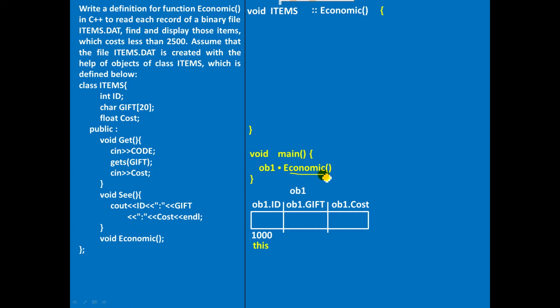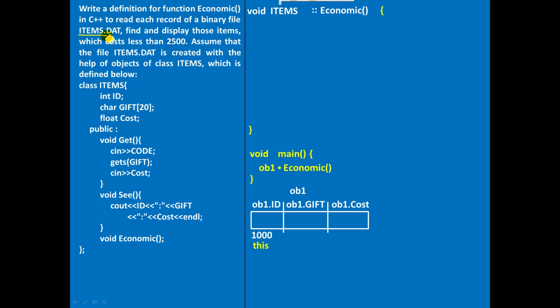If I call this member function using object P, then your this pointer contains address of P, whatever is address of P that will come. So this pointer contains the address of the object with which a member function is called. Now read the question. Write a definition for function economic in C++ to read each record of a binary file items.dat. Find and display those items whose cost is less than 2500.